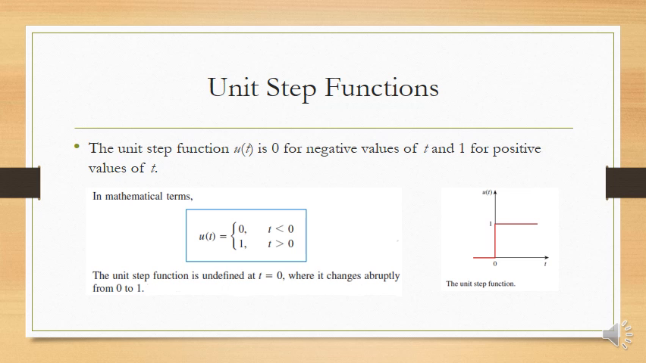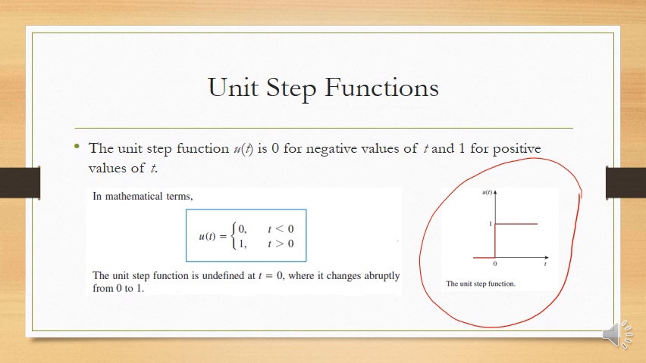First one is the unit step function. The unit step function is the function which is 0 for negative values of t and 1 for positive values of t. It is shown in this figure. This is called the unit step function. In mathematics, we can write it as u of t is equal to 0 for t less than 0 and 1 for t greater than 0.